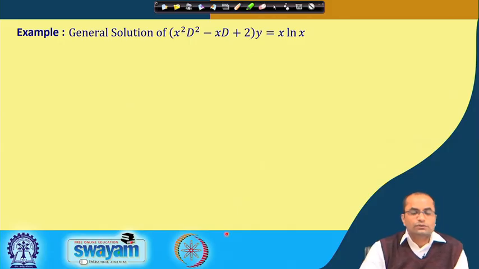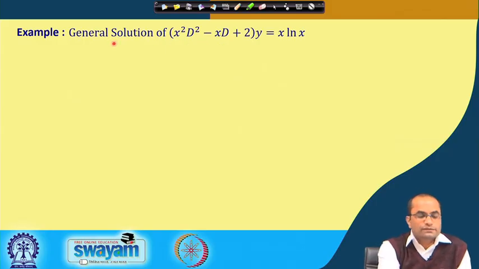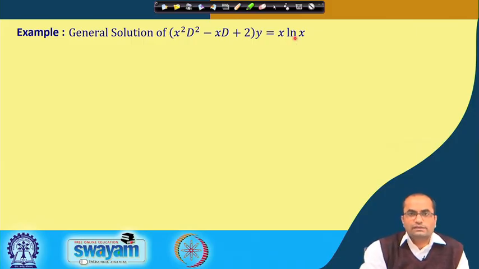So, let us just go through this example to demonstrate this idea. We want to get the general solution of this equation, x square d square minus x d plus 2 y is equal to x ln x. So, we will make this substitution, x is equal to e power z, or z is equal to logarithm of x.